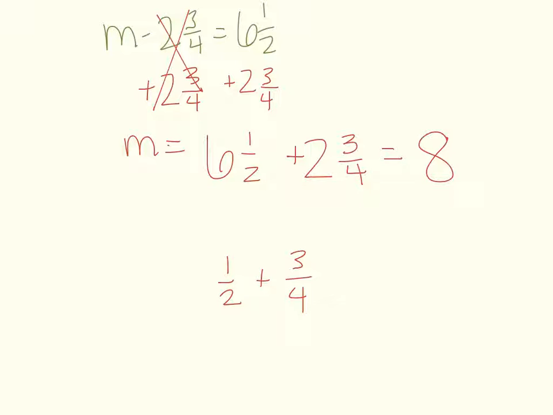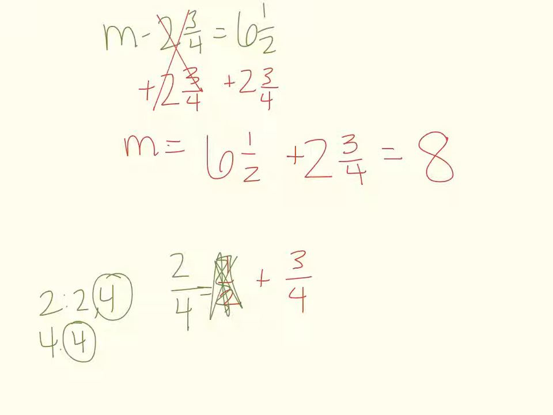Remember, when you're adding fractions, you have to switch to a common denominator. The least common multiple of 2 and 4 is 4, if we find the common multiples. So our 3/4 can stay the same. We're going to take 1/2, find an equivalent fraction with 4 as a denominator. We multiply 2 by 2 to get 4, and then we multiply 1 by 2 to get 2/4. So 2/4 is equivalent to 1/2. So we'll cross that out. Now we have 2/4 plus 3/4, which equals 5/4.